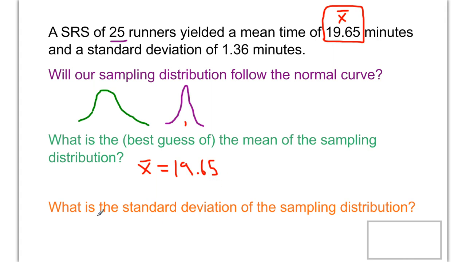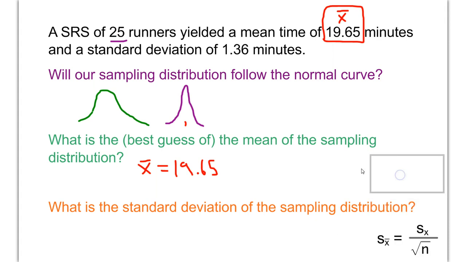And then the next part says, what is the standard deviation of the sampling distribution? To figure that out, we're going to use our handy little formula that we found with the central limit theorem. We know that our sample size, n, is 25 up here, so we're going to circle that. We also know the standard deviation of the sample. Our sample standard deviation is equal to 1.36. So I'll throw a box around that.